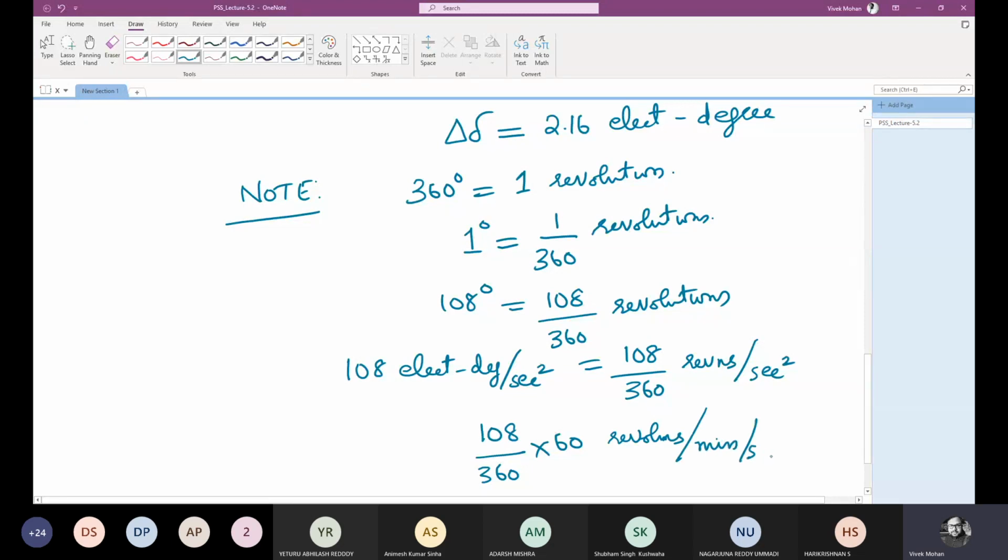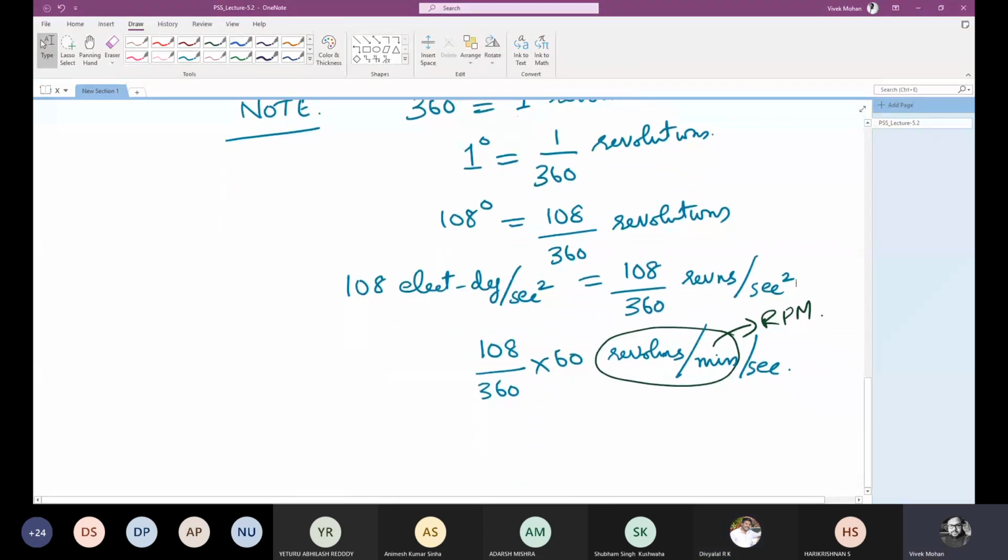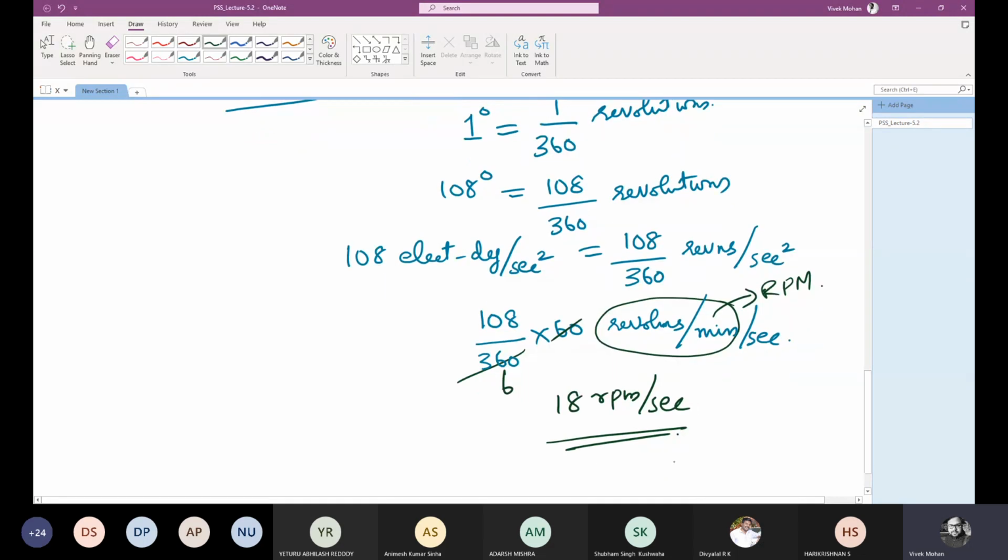So this is RPM. So 108 divided by 360 into 60 is 18. So 18 RPM per second.